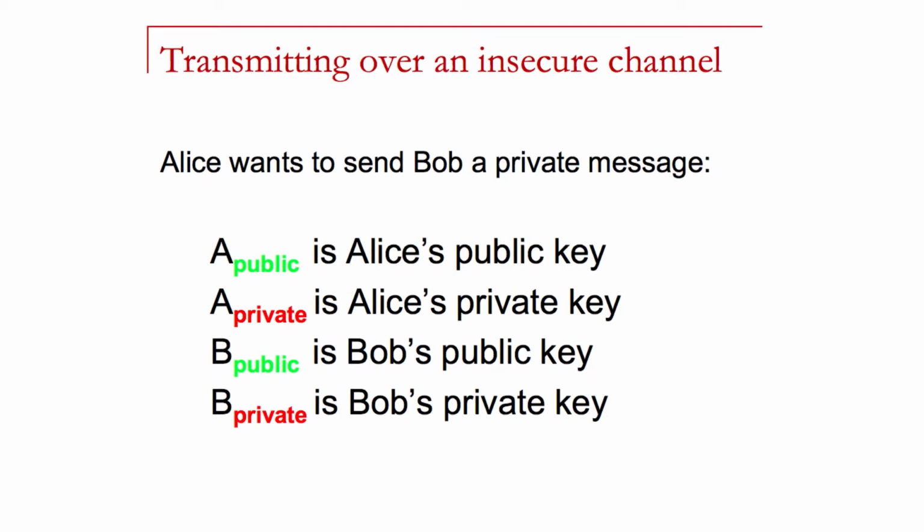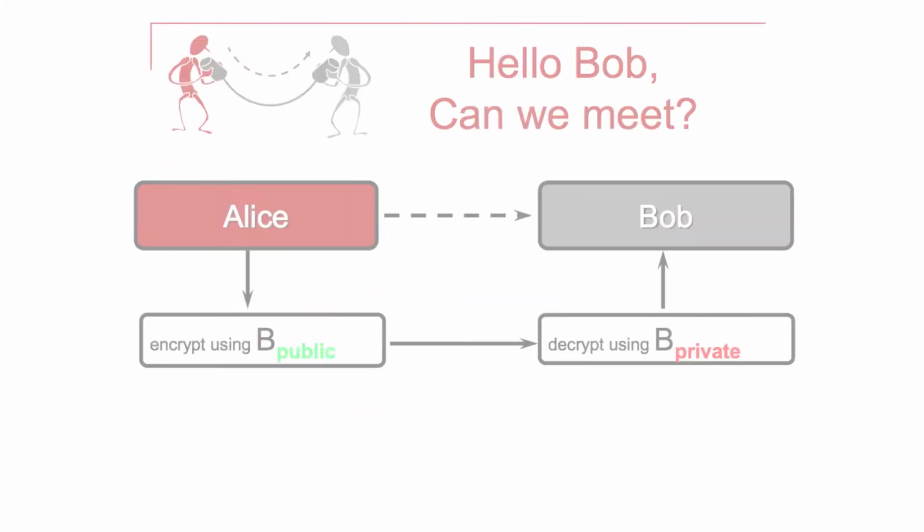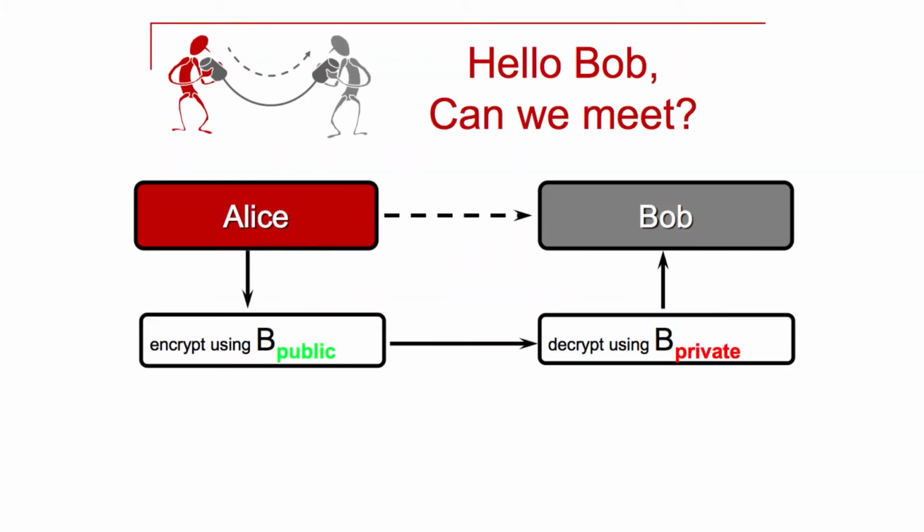So there's really 4 keys involved. There's Alice's public key and her private key, and then there's Bob's public key and his private key. So A public, A private, and B public and B private. So each person has a public key that they let the whole world know, and they also have a private key that they keep secret to themselves. So imagine that Alice wants to send a message to Bob about getting together for a meeting.